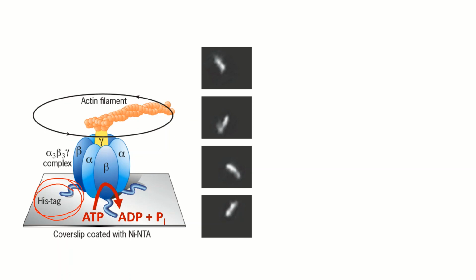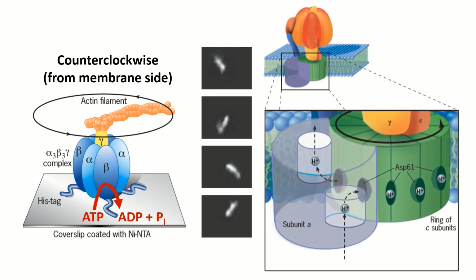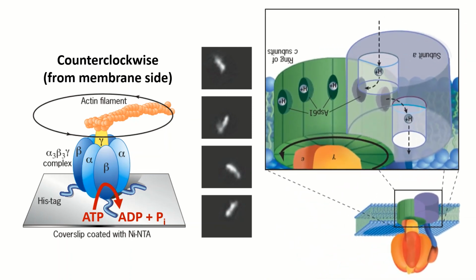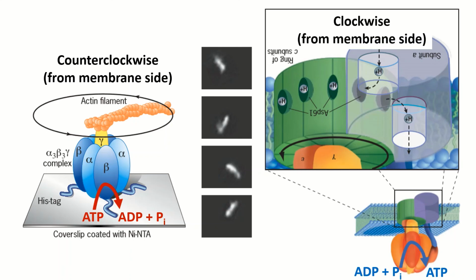a reverse. And the rotation of the gamma subunit as viewed from the membrane side is counterclockwise. Okay? However, in the real mitochondrion, when this is still working in the living mitochondrion, this rotation will actually produce ATP from ADP and P, the opposite of what's happening in the experiment. And the rotation from the membrane side is in a clockwise direction.